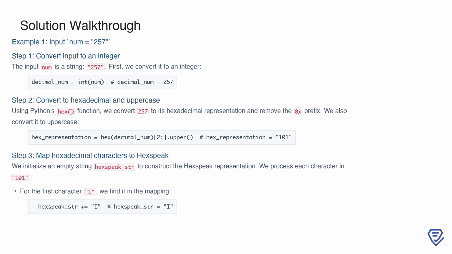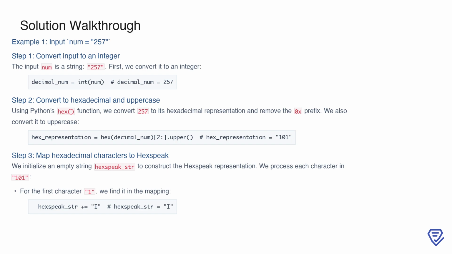The first step is to convert this string into an integer using Python's int function. This gives us the value 257 as a decimal number. Next, we convert this decimal number to its hexadecimal representation using the hex function. The result, after removing the 0x prefix and converting to uppercase, is the string 101.